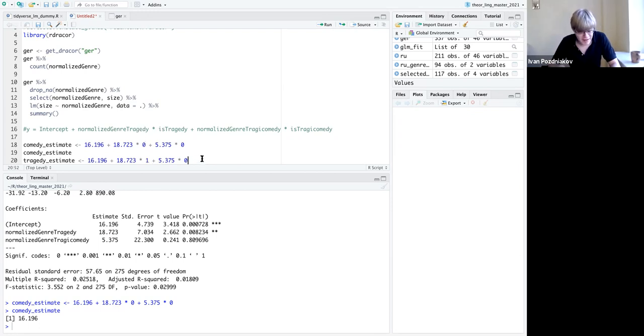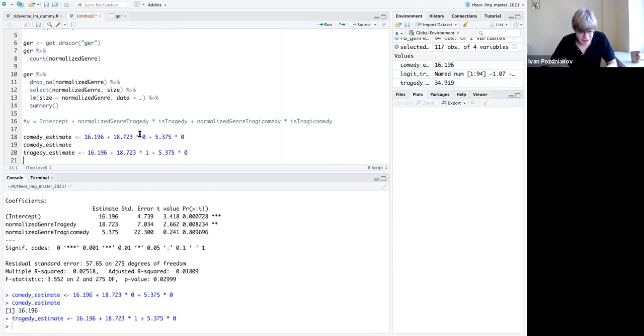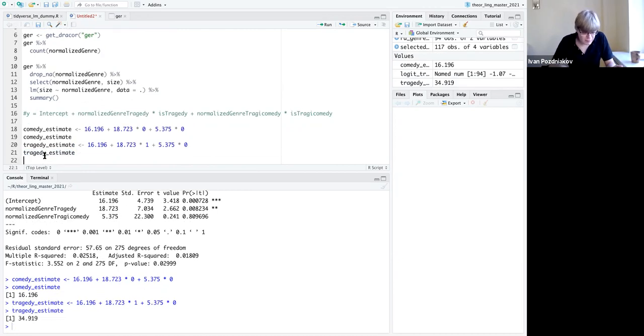But it changes everything, and now we have an estimate for tragedies, 35, let's say, if you round the numbers. So actually just this value plus this value.